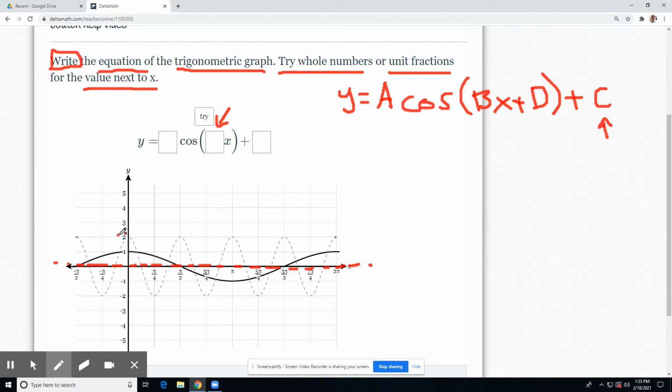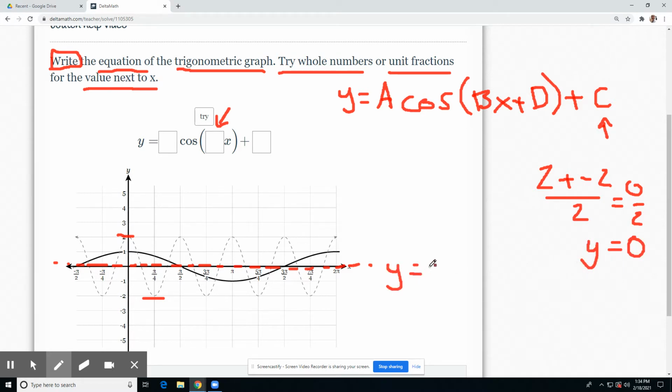If you need to calculate it, it would be the average of these. So that would be 2 plus -2 divided by 2. I got 0 on the top. So our midline is 0, and that's a y equals equation. So y equals 0. Notice it's in the middle.